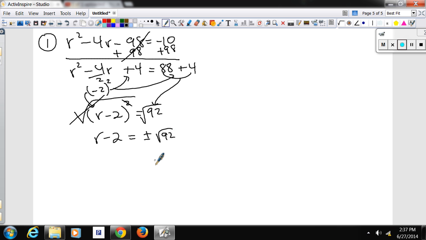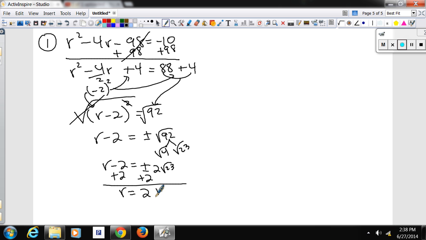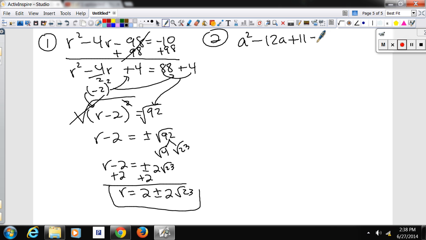Now, 92 does have a perfect square of a 4 that can go in it. 4 times 23 is 92. So you're actually going to get a 2 radical 23, and it's going to be r minus 2 plus or minus. So you're going to add 2 to both sides. So r equals 2 plus or minus 2 radical 23. So do the step-by-step on each problem. I'll give you one more on your worksheet, and then you can finish up the rest of the completing the square problems. A squared minus 12a plus 11 equals -9.